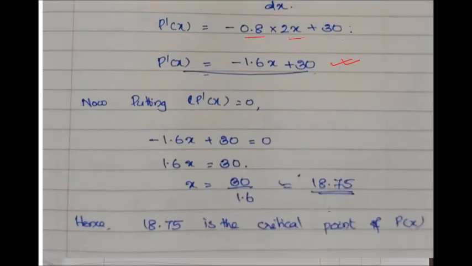Now putting P'(x) = 0, we will get -1.6x + 30 = 0. That is 1.6x = 30, or x = 30 divided by 1.6. Solving, we get 18.75. Hence 18.75 is the critical point of P(x).